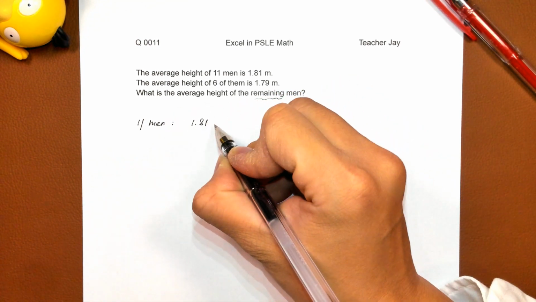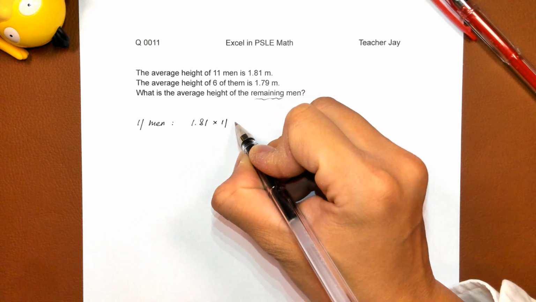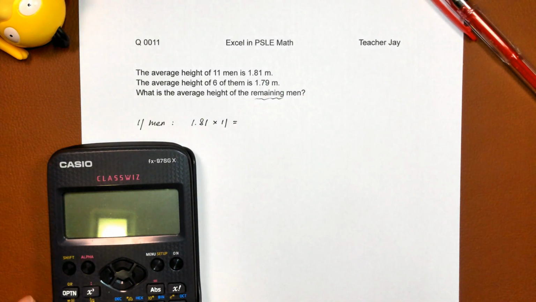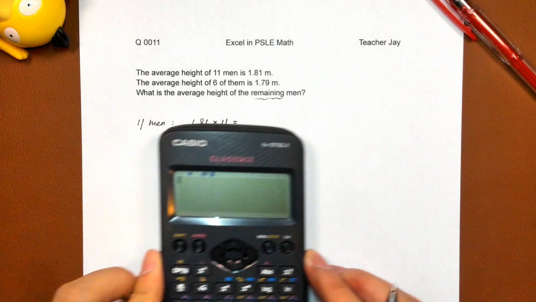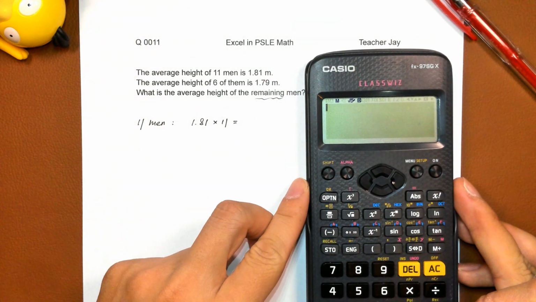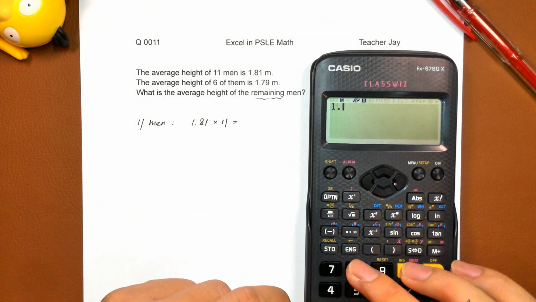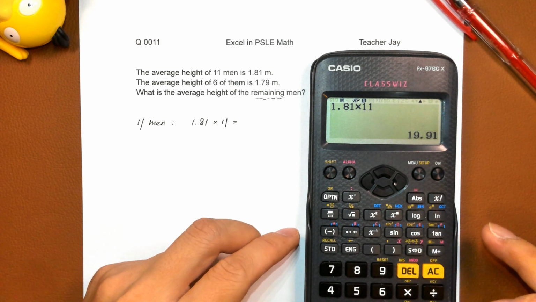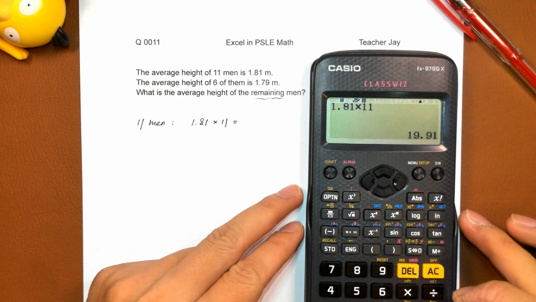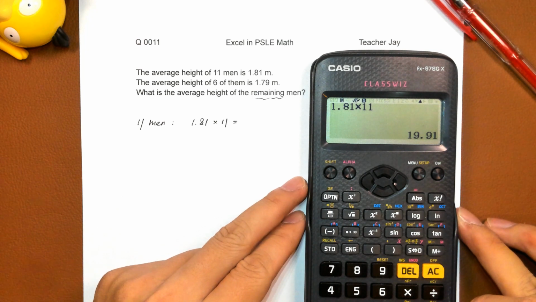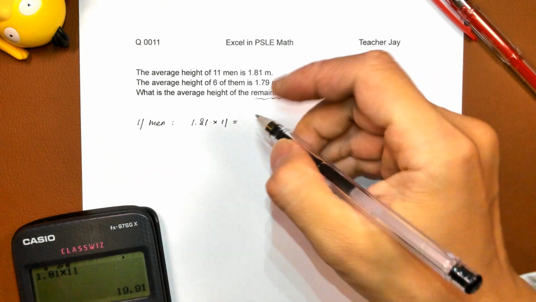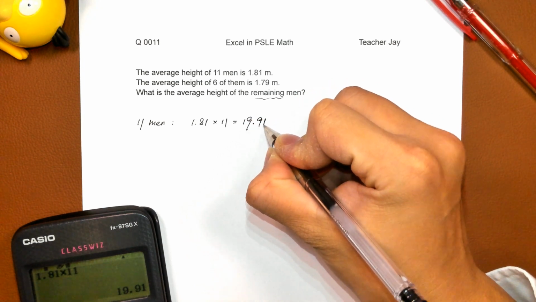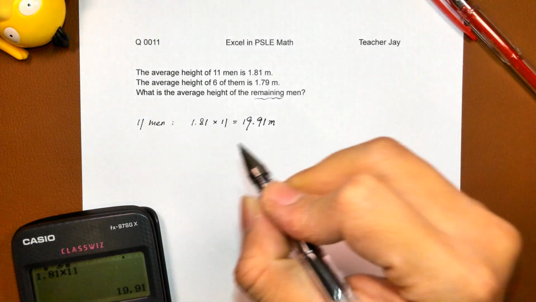So for 11 men, 1.81 times 11, find the sum of their heights. We use calculator. 1.81 times 11, 19.91 meters.